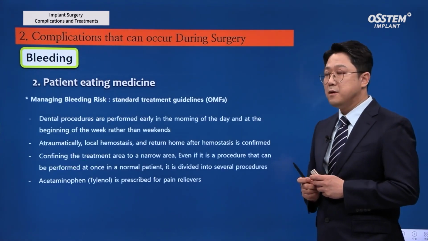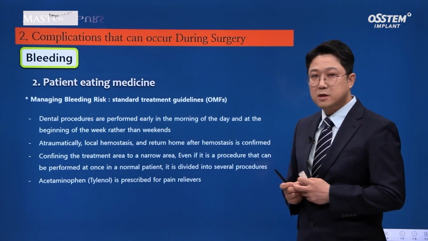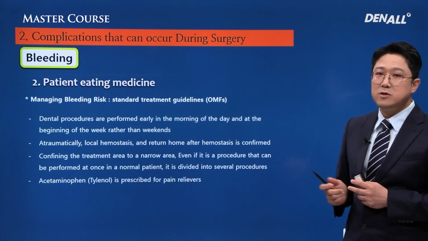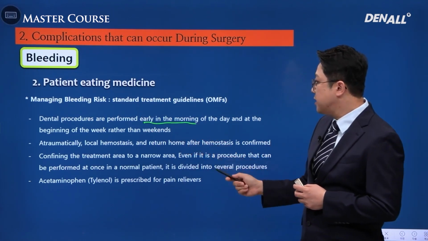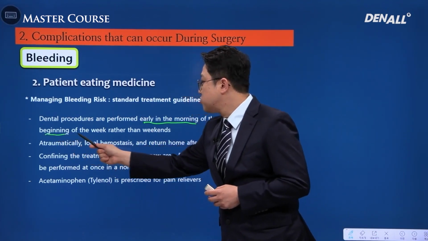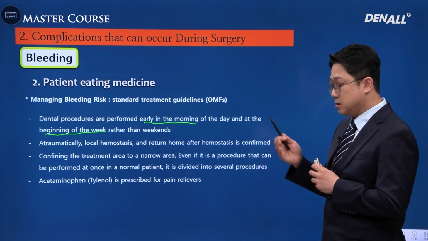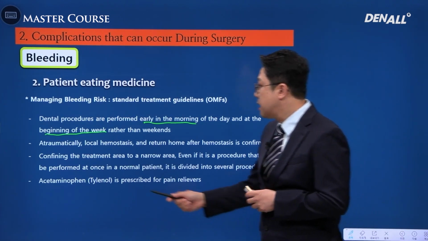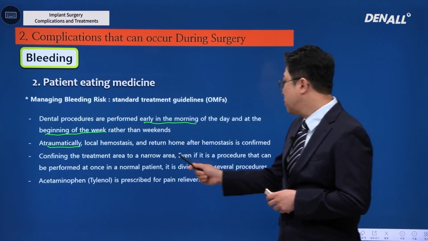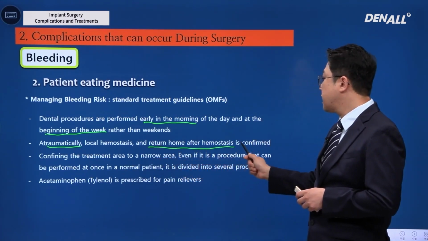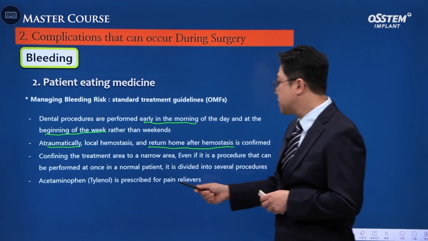In the Oromaxillofacial Academy, there were guidelines projected about how to treat patients with potential bleeding tendency. The recommendation is for dental procedures to take place early in the morning and in the beginning of the week rather than weekends. If possible, it should be atraumatic. And we need to check whether bleeding has stopped before we let the patient return home. The extent of surgery should not be too extensive.